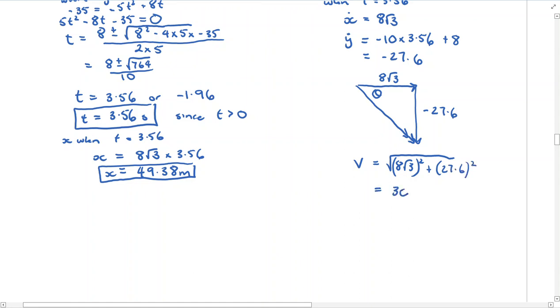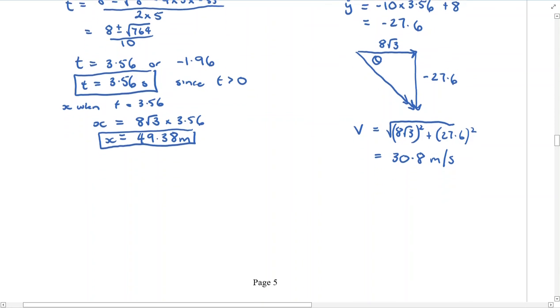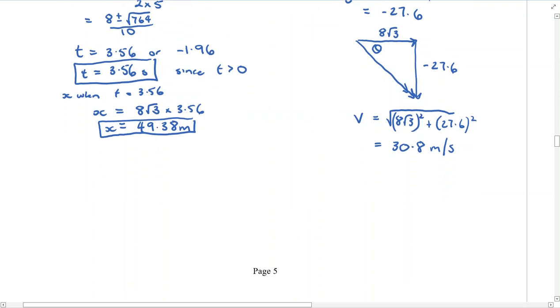So that equals 30.8 meters per second. Now the angle, looking at my diagram, the two sides that I have are the opposite and the adjacent, so that's going to be tan, which it always is. Tan theta equals opposite, which is negative 27.6, over the adjacent, which is 8 root 3.